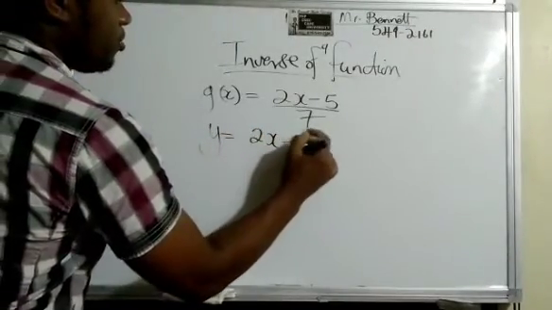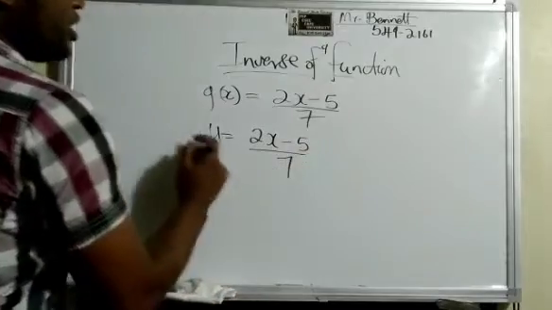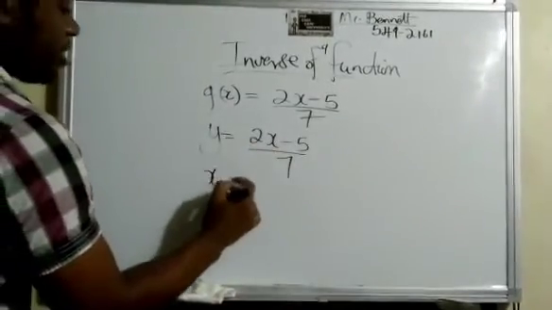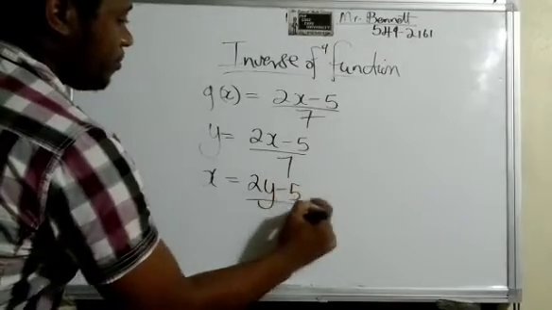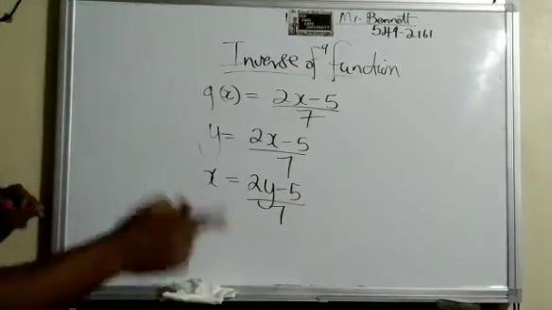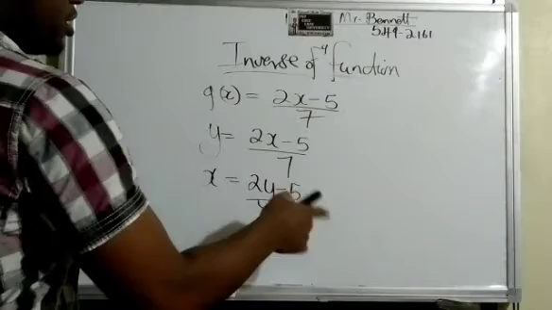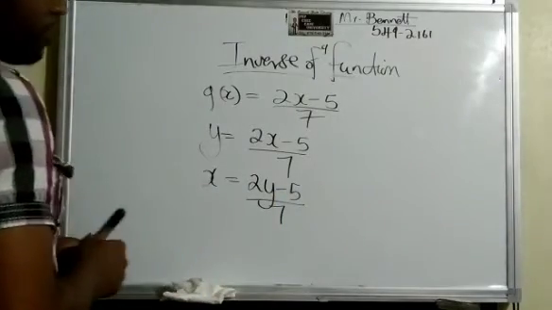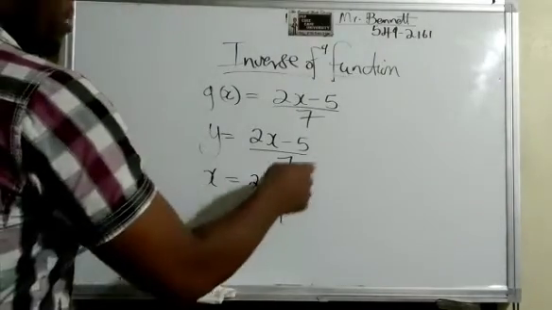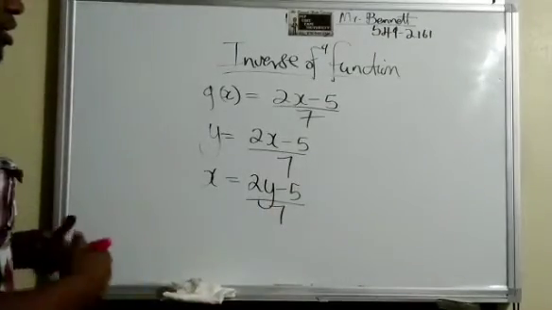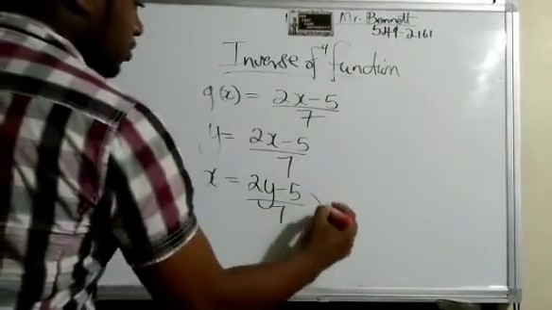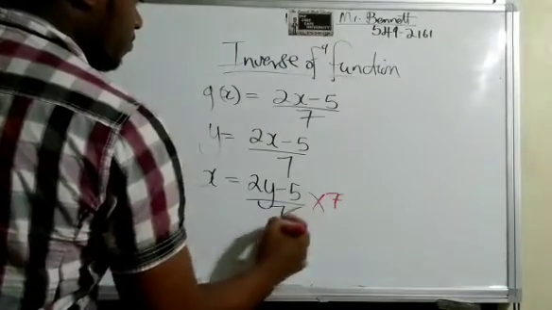So we get y equals 2x minus 5 over 7. We interchange x for y and y for x. So it will be x equals 2y minus 5 upon 7. Now we're going to solve for y. So the last thing that is being done to y, we undo first. I did say divide by 7 last, so we do the inverse, which is times 7.